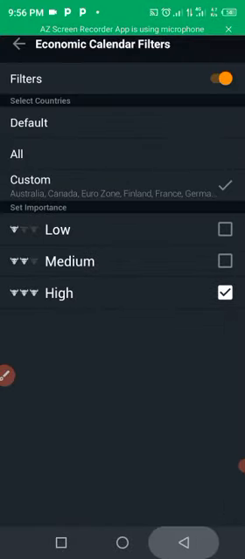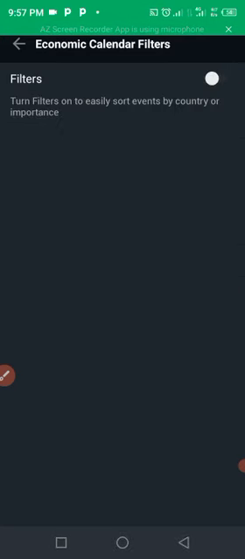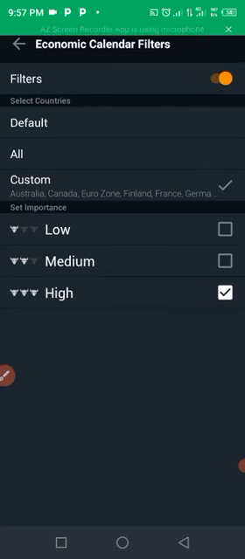After you're done with that, just go back. After you go back, look at this filter. Make sure you click on the filter if your filter is off. Then after that, you see this low, medium, you untick them. So what we need is only the high. So you just click on and hold the high. After that, we are done with that.